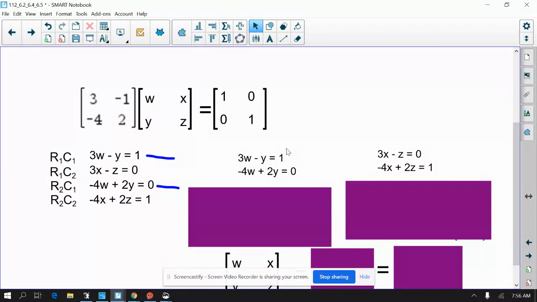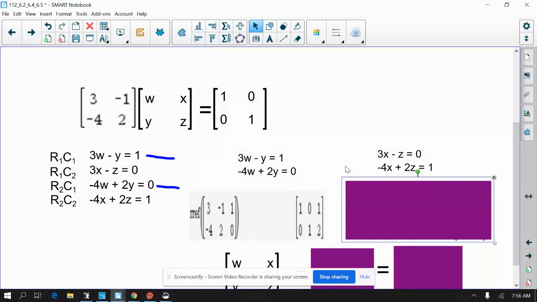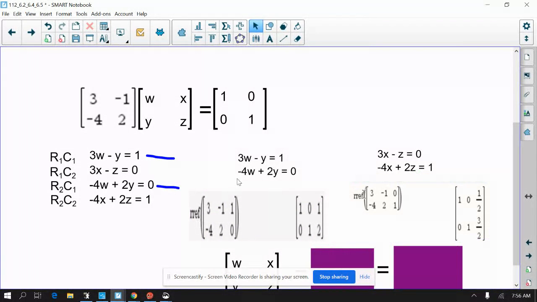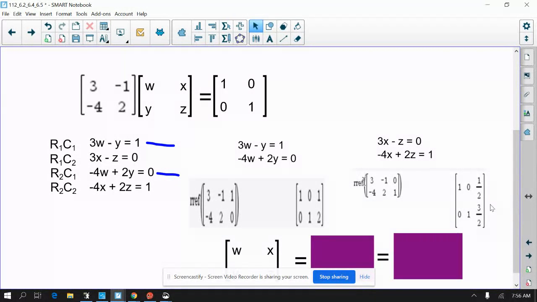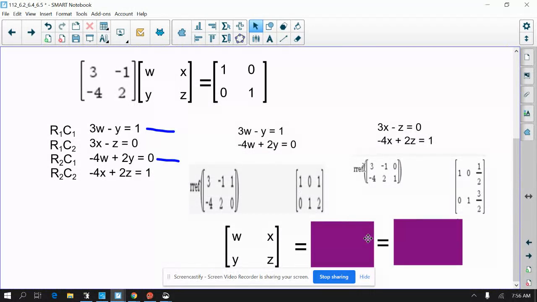If we were trapped in section 5, I'd have to be a little creative. I can multiply the top one by 2, and then this would become -2y, and then I could add them to eliminate. But we have our calculator. We know that RREF will do it for us. I would RREF this matrix, 3, -1, 1, -4, 2, 0 from the coefficients, and then discover that W equals 1 and Y equals 2. RREF this, X equals 1/2, Z equals 3/2.